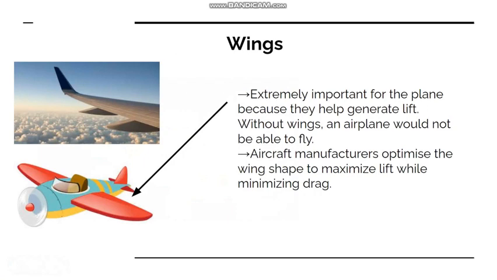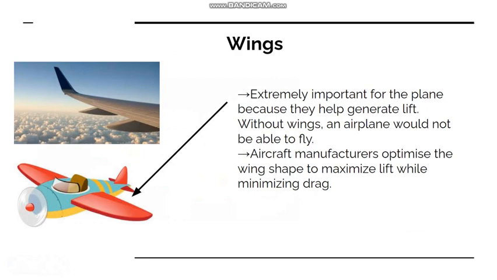So next up, let's move on to the wings. The wings are like the arms of an airplane that stick out from the side. The wings are used to generate lift, and without them, a plane would not be able to fly. Airplanes generally have different types of wings, depending on the plane's purpose.